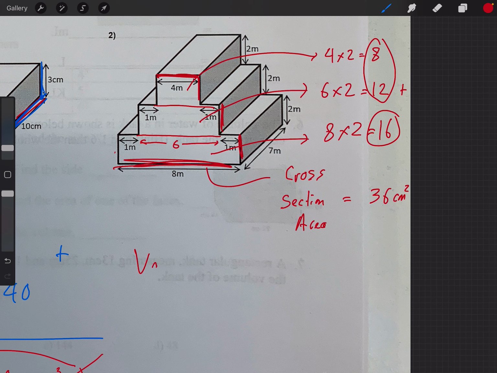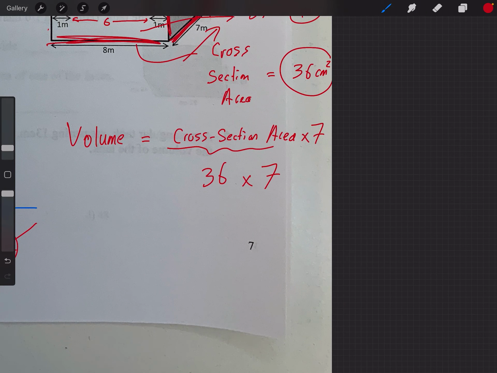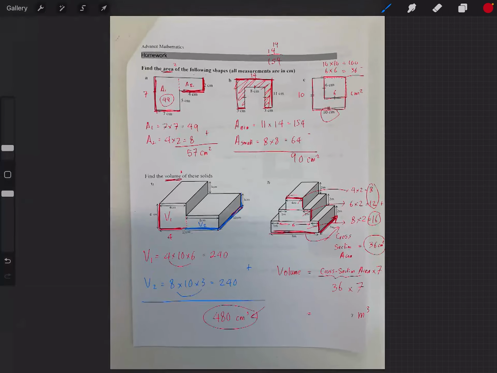Now to find the volume, all we gotta do is get the cross section area, and you multiply by how long you're stacking it in whichever direction. In this case, we're stacking it across, so you times it by 7 because we're stacking it 7 meters that way. So the cross section area, we worked it out to be 36, so that's 36 times 7. So do 7 times 36, get the answer, and it'll be in meters cubed. Alright, next page.